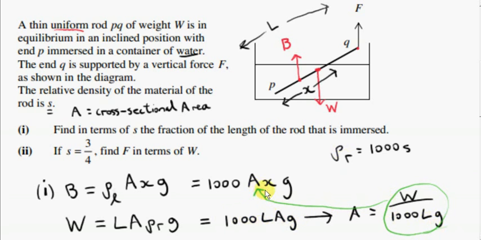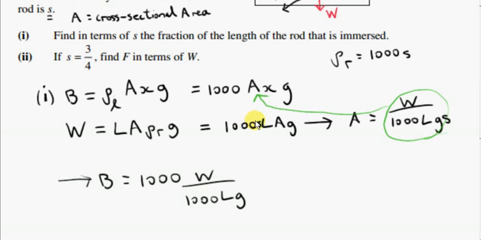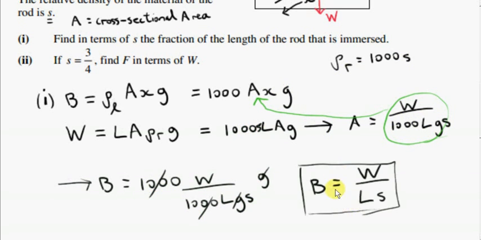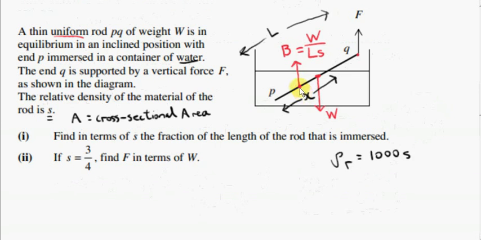Nearly forgot the S here. Rho r is 1000 S. And we have g up here. So g's cancel, thousands cancel. Okay, next we consider moments. We take moments about the point Q. So that means that F has no moment about this point, because the line of action of F passes through the point Q. So only B and W have moments about Q.